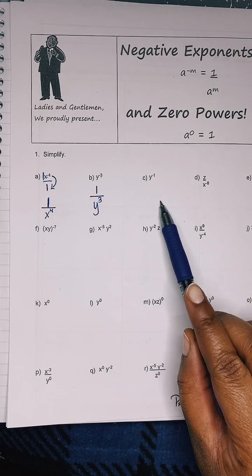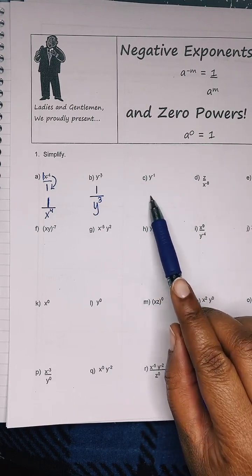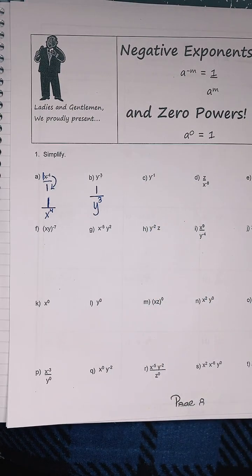So what about C? What do we get for C? Good, Nicole. I'm glad you got it.